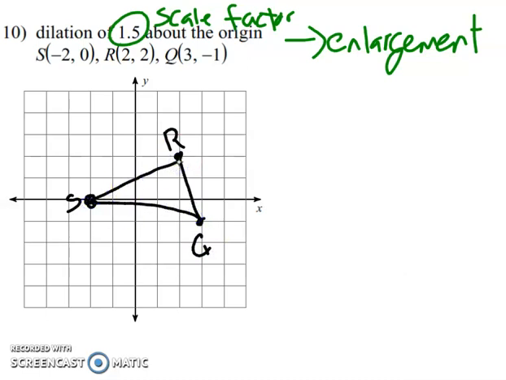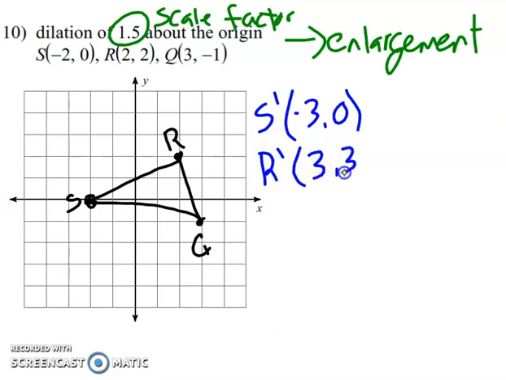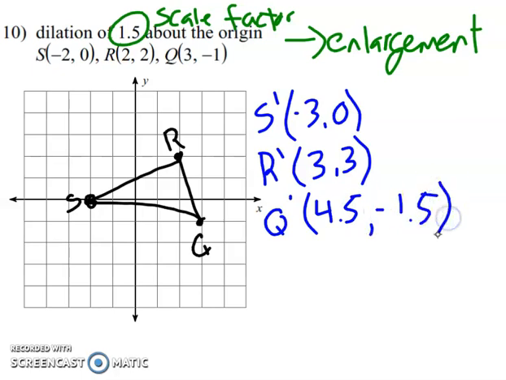Now let's apply our enlargement, our scale factor. So we're going to multiply -2 by 1.5 and we get -3. 0 times 1.5 is still 0. We're going to take R, which was 2, 2. We're going to do 2 times 1.5, which is 3, and 2 times 1.5, which again is 3. And now we're going to take Q. It was 3 times 1.5, which is going to give us 4.5. Then we're going to do -1 times 1.5, which is -1.5. And now we're going to graph it.